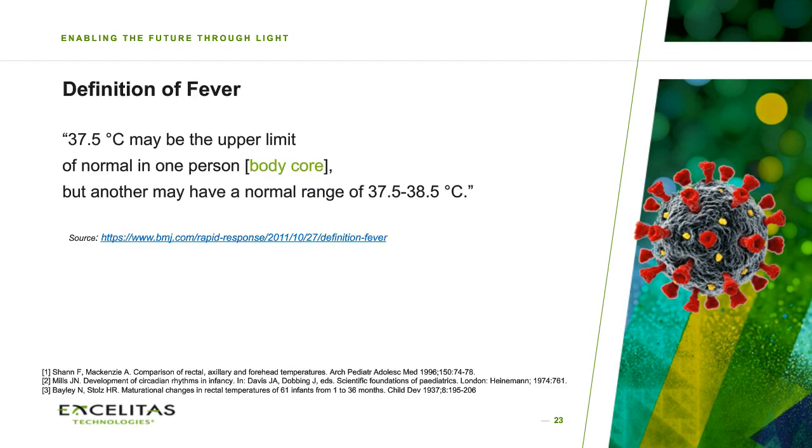So what is actually fever? It is not so clear when looking into literature. People generally regard fever as anything above 37.5 degrees C body core temperature. But even a healthy person can, depending on the circumstances, for example doing some sports or on a hot day and so on, exceed this normal range. So we can have 37.5 and 38.5 for a perfectly healthy person.